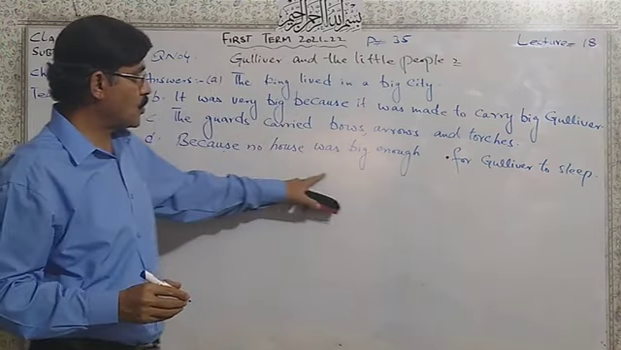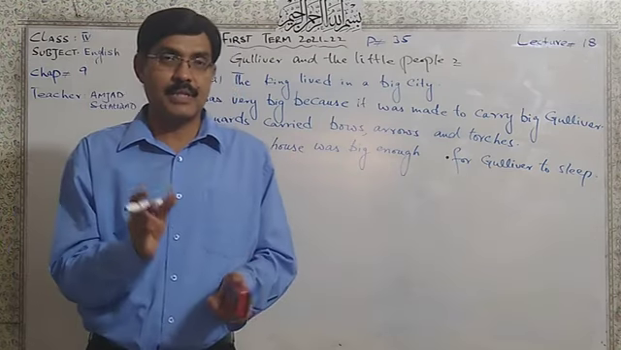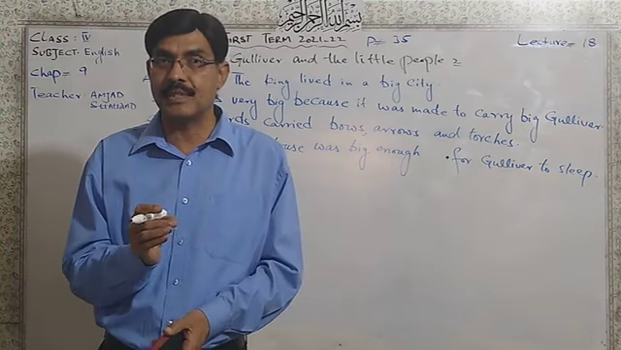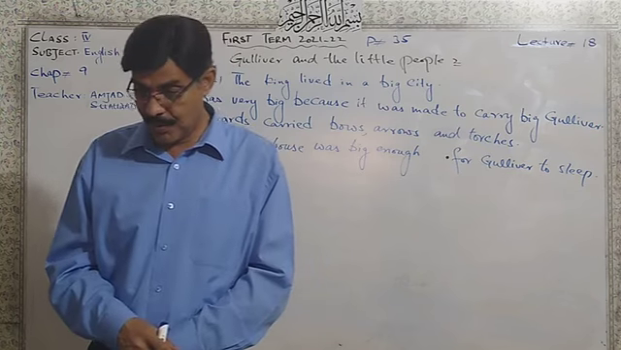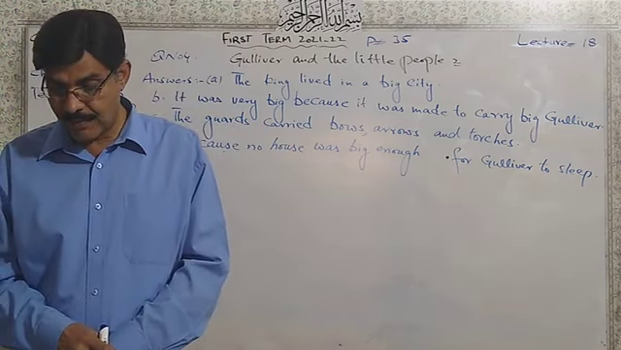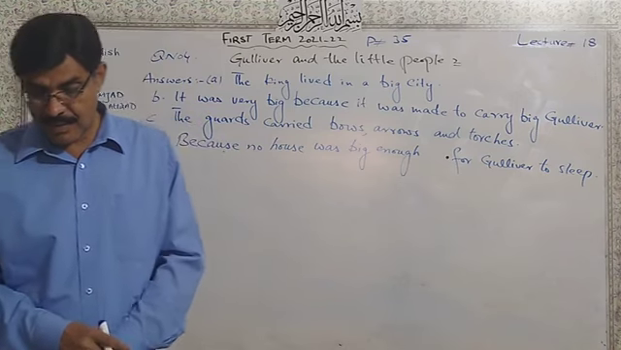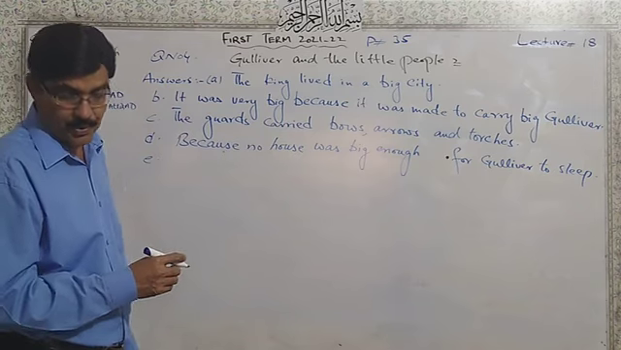E. Because no house was big enough for Gulliver, he was a tall man, that's why. And remember this one, it is an untrue story. It is just an imaginary story. Why did the men fasten 600 beds together? They fastened 600 beds to.